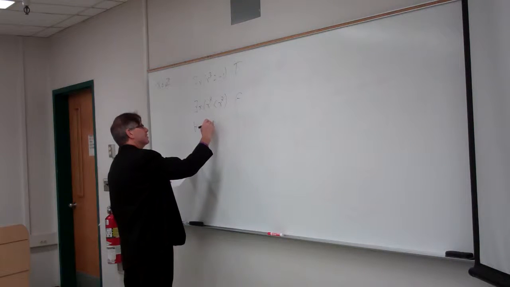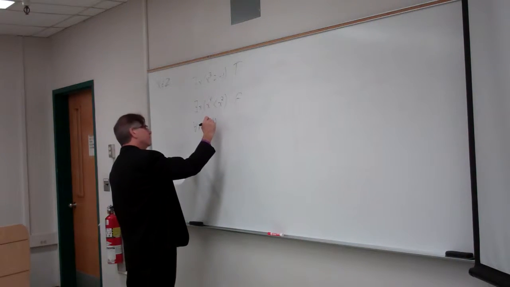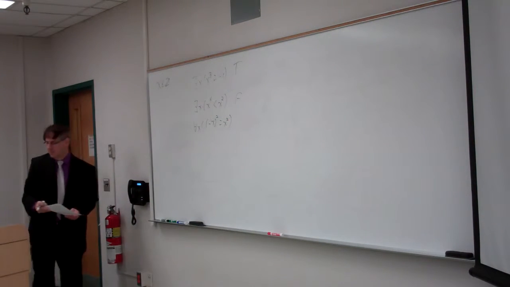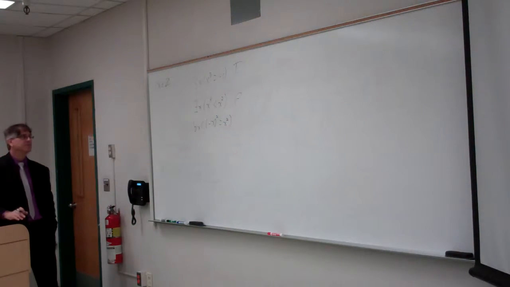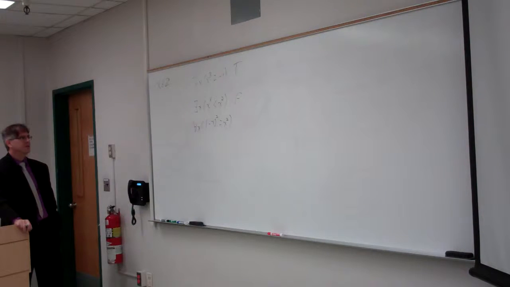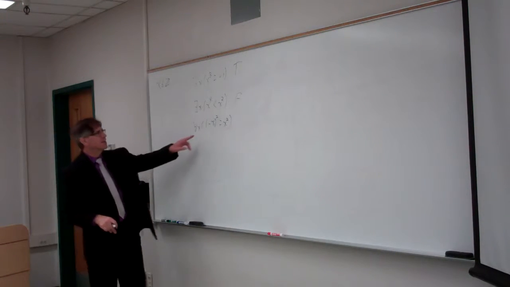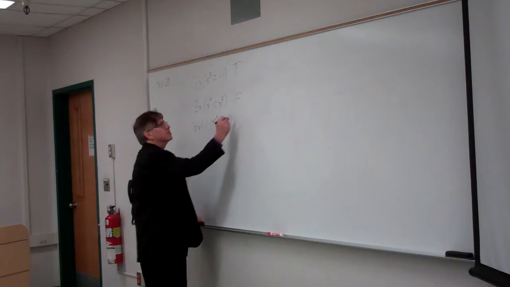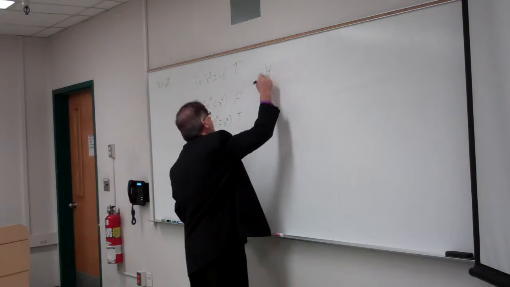For all x, (-x) squared equals x squared. And that's true, that's algebra. If we pick any integer, its negative squared is just (-1) squared times x squared, which is just x squared. So that's true.